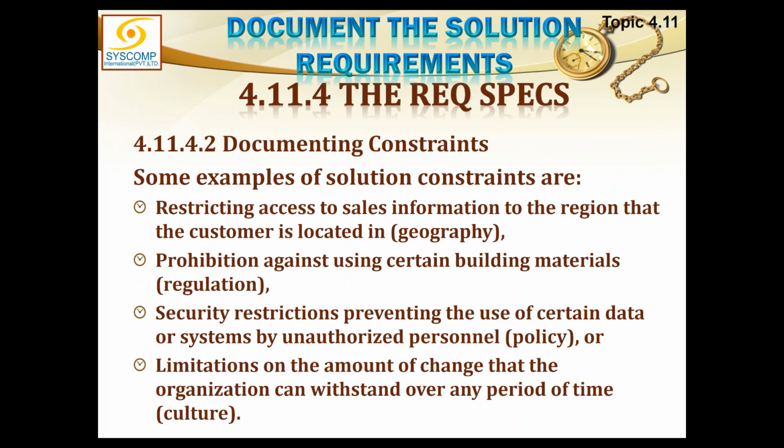Some examples of solution constraints are, as far as the geography is concerned, for example, restricting access to sales information to the region that the customer is located in. So we have put a geographic constraint. Our customer is from Karachi and we only want to show him the stores in Karachi. So this is a geographic constraint. Prohibition against using certain building materials. This is a regulation. By regulation, certain items have been prohibited by the government, so you can't use them.